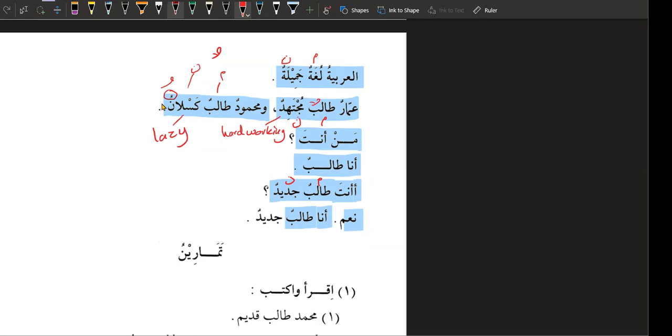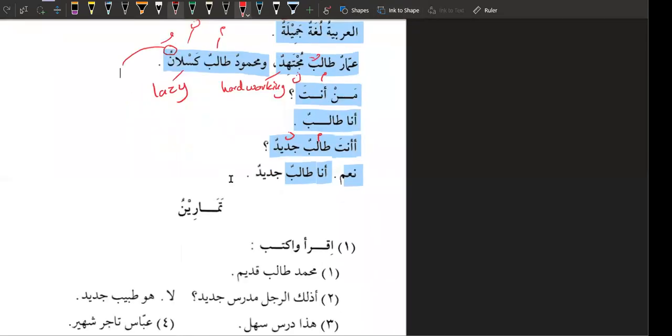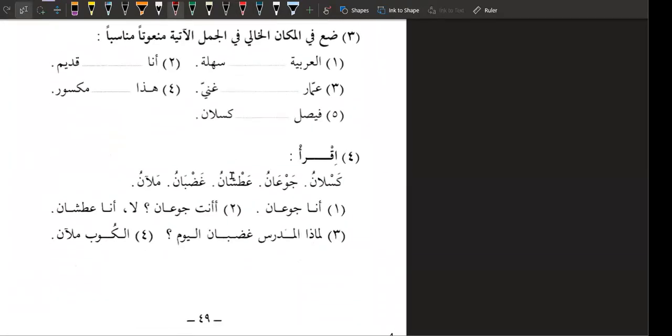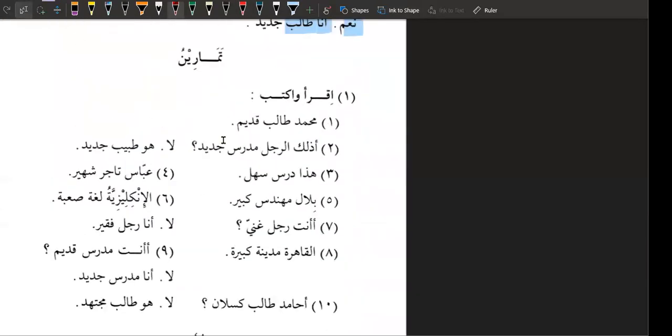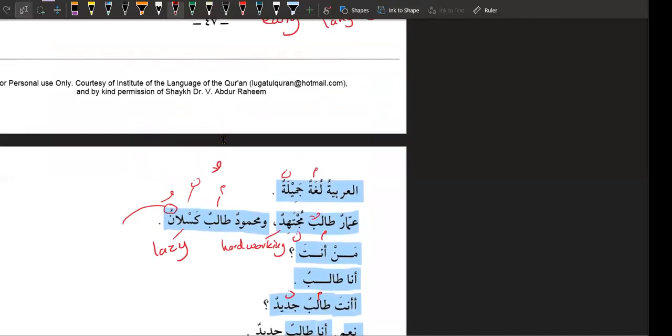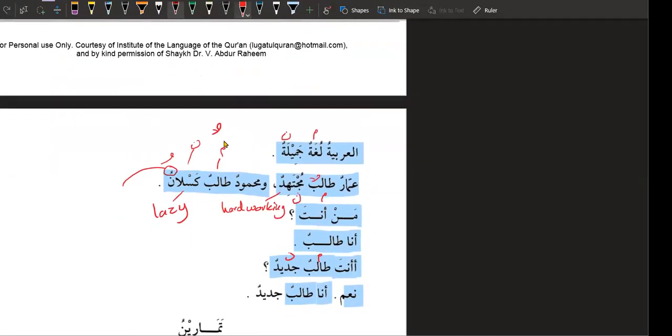Anybody have a question? Why is it Kaslanu? That's the question. Why is it كسلان? And the answer to that is صبر جميل, have patience. Inshallah, we'll get to it at the end of the lesson.